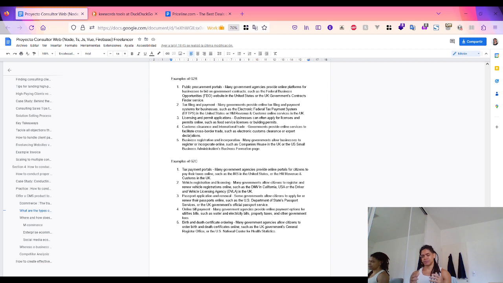So here we got example of government to business. So government provide online platforms to business, whether it's public procurement portal, where now many government agencies provide online platforms for business to bid on government contracts, such as FBO, the Federal Business Opportunity in the United States, or the UK government contract finder service.